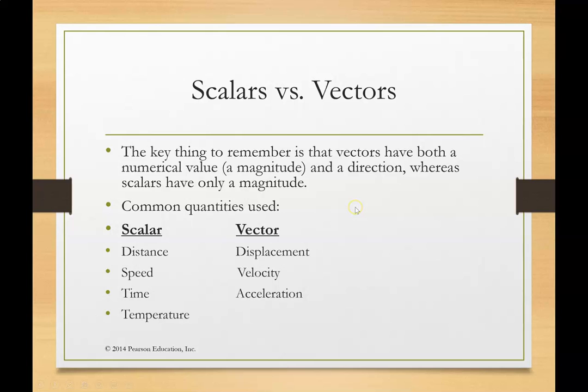All right, so some common scalars versus vectors. Scalar quantity, distance. The vector quantity that correlates with that is displacement, and we'll talk about that as well. Your scalar would be speed, your vector association with that would be velocity, and then other common scalars are time and temperature. Another common vector that we will be using is acceleration. That has speed and direction as well.